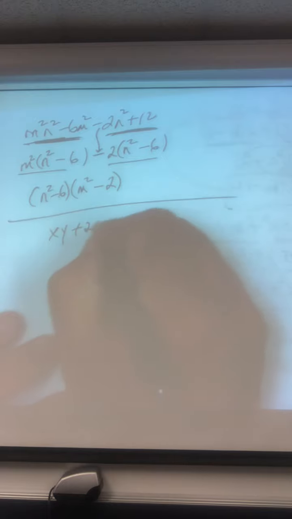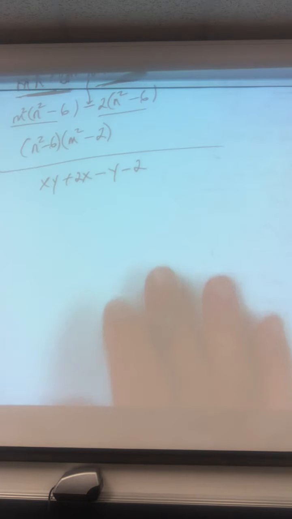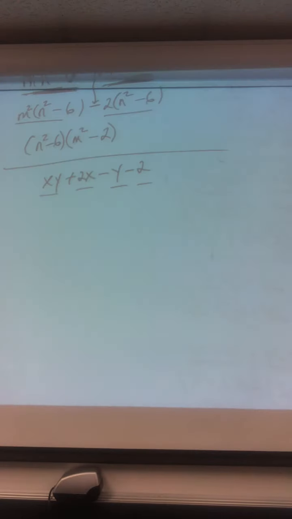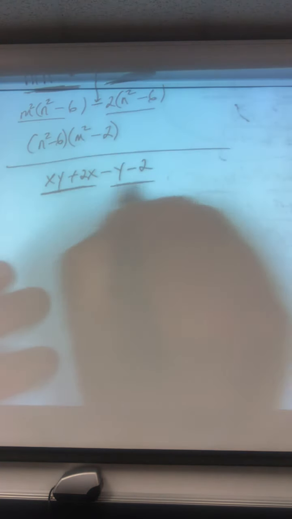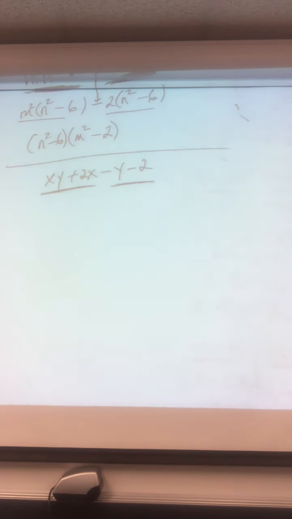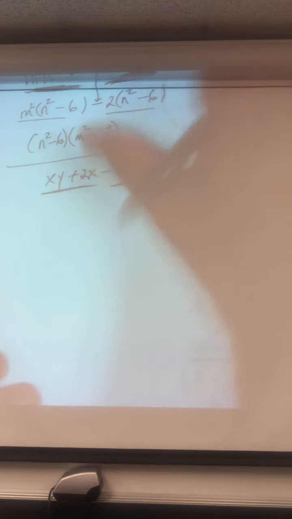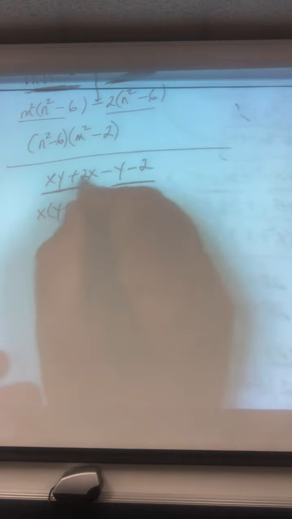xy plus 2x minus y minus 2. Step 1, look for a GCF in every term. There's not, so that's out. Now try grouping. Group the first two terms, group the last two terms. What is the GCF in the first two terms? xy plus 2x. Your GCF is x. When I take that out, x into xy leaves y, plus x into 2x leaves 2, minus.